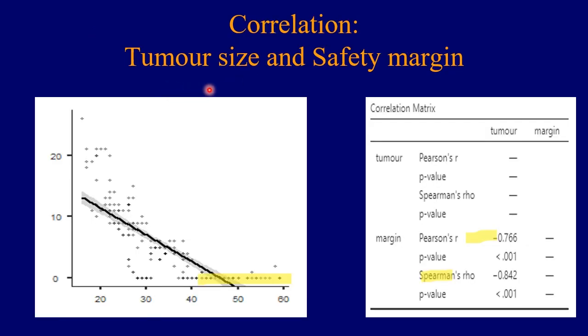So this is an example of correlation between tumor size and a safety margin, and tumor size would be plotted in here and the safety margin in here. And as you see, as the tumor size increases, you would expect to have a narrower safety margin. So it's almost a straight line. You have all these dots marking the different tumor sizes against different safety margins. You can imagine a straight line passing quite close to most of the dots.